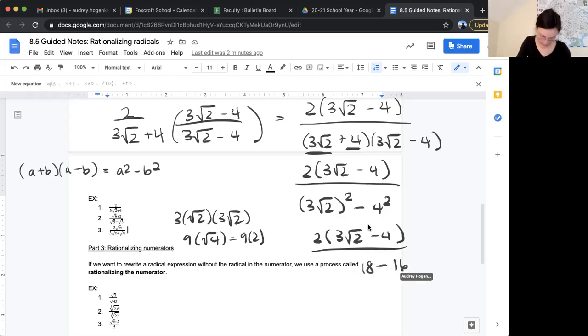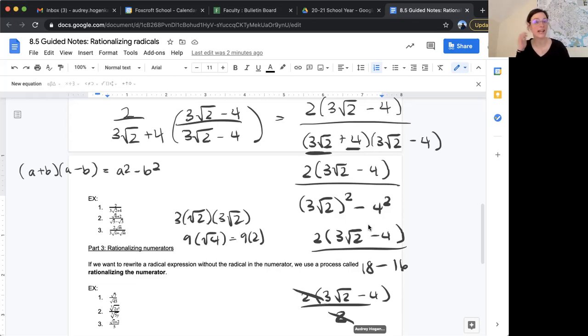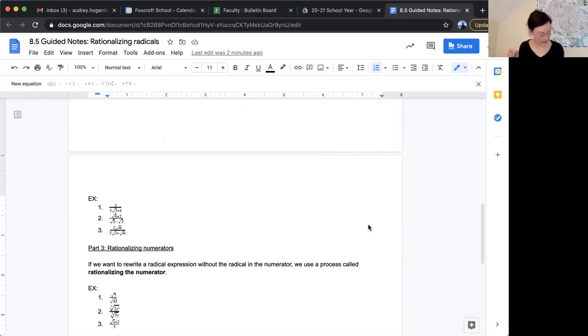So 18 minus 16. And then I have 2 times 3 square root of 2 minus 4 over 2. And I can see, oh, look, these 2's are going to cancel because, again, I have multiplication in my numerator, and multiplication allows me to cancel. So my final answer is just going to be 3 square root of 2 minus 4. Bada bing, bada boom. Let's do another example.